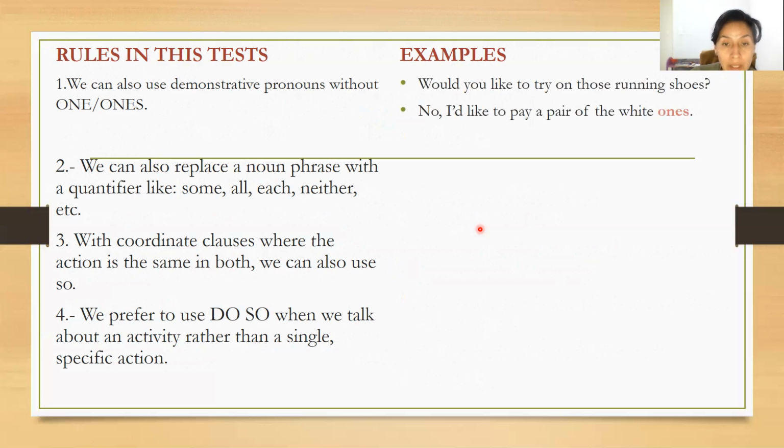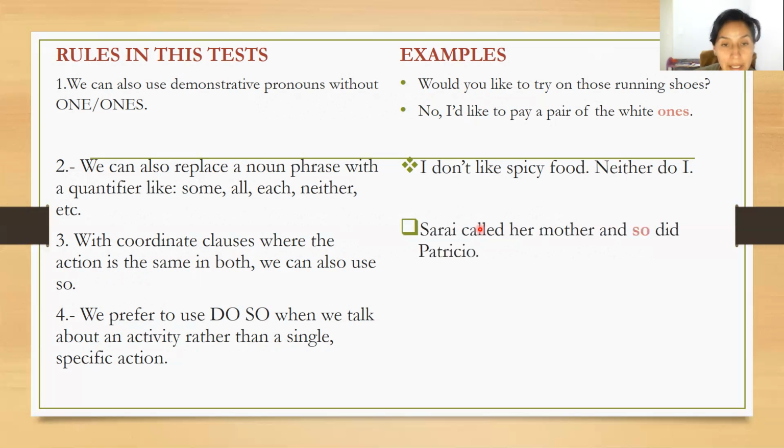First, would you like to try on those running shoes? No, I would like to buy a pair of the white ones. The word ones can substitute running shoes because it does not affect its grammatical structure. Next, I don't like spicy food. Neither do I. So neither substitutes noun phrases in a coordinated phrase.